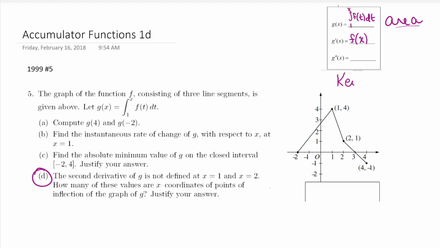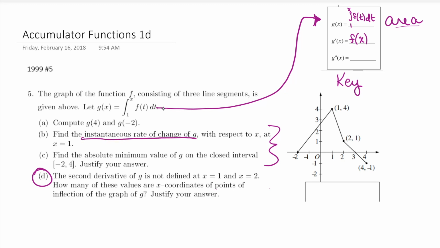There's the key. And notice that in the first part, what was given, G was defined as an accumulator function. So I just took that and wrote it as G. And then in parts B and C, we had to talk about derivative things, because we had the instantaneous rate of change, and they talked about minimum values, or actually absolute, but they talked about minimum values, and you need to talk about critical points and all that.